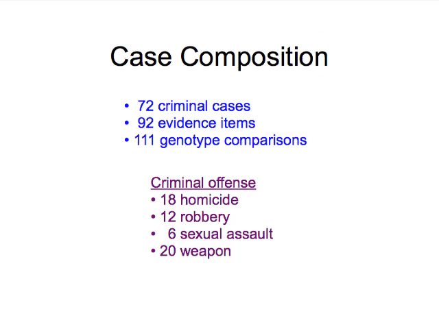So the basis of the data here is 72 criminal cases, 92 evidence items, from which 111 genotype comparisons are made. The criminal offenses are homicide, robbery, rape, weapons, and so on.